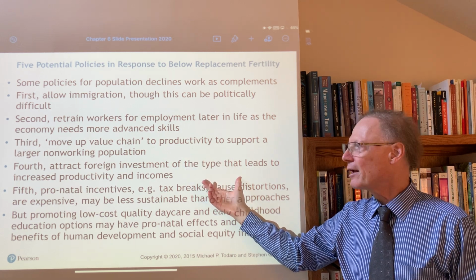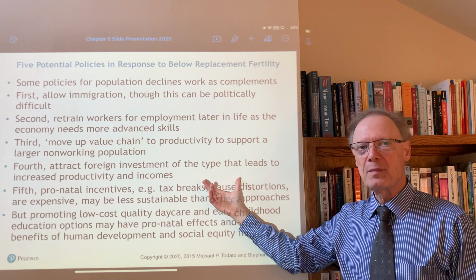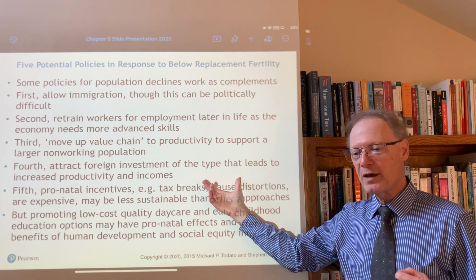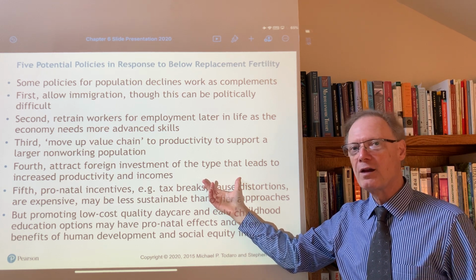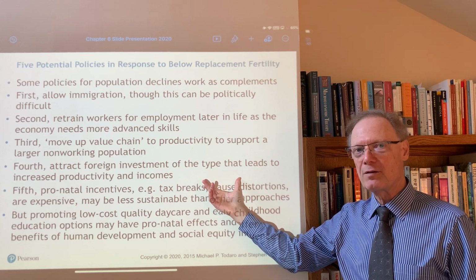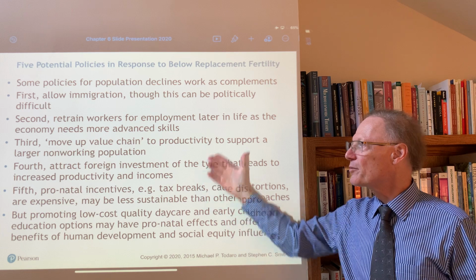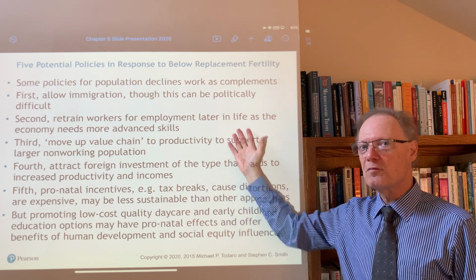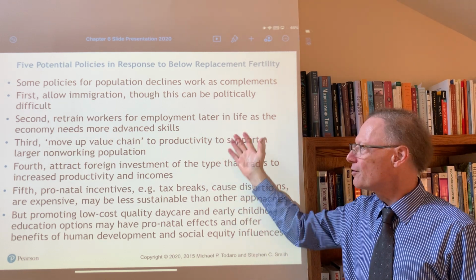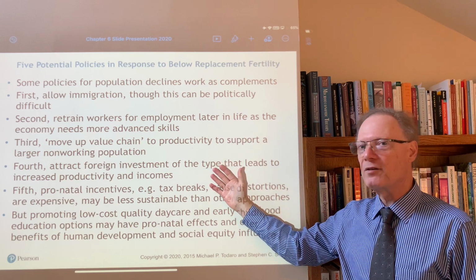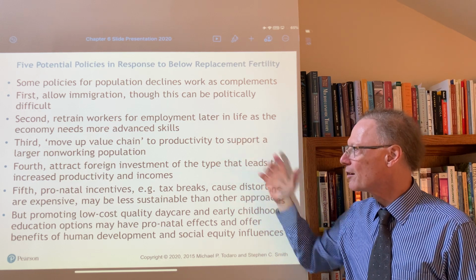Fourth, and this is related as well, attract foreign investment, not just of any kind, but of the kind that can help transfer to your country the types of skills that will be effective in raising productivity and incomes. So you see that all of these kinds of policies are consistent. They're mutually consistent or complementary. They work best in tandem.